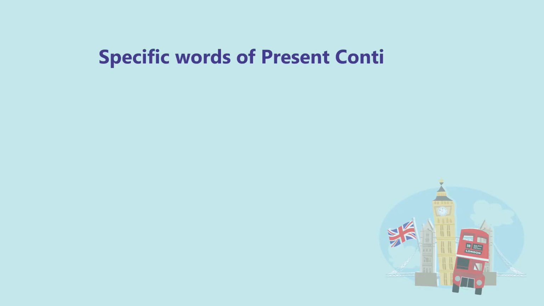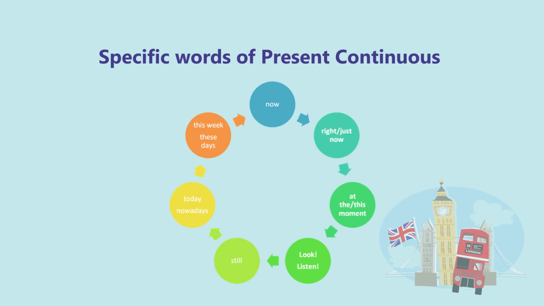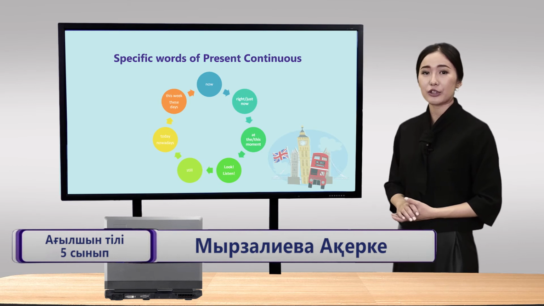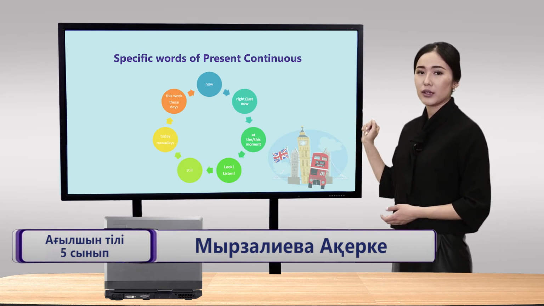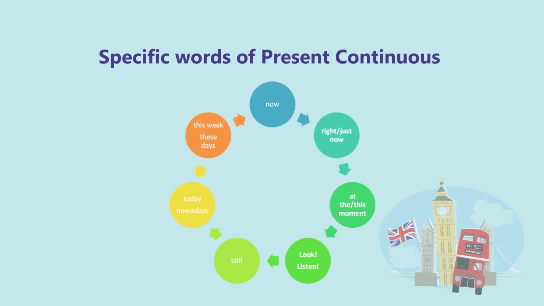Alright? What do you think? What words are they? Yes, you are absolutely right. They are specific words which are used in present continuous tense. Now, let's read together these key words. Now, right now, just now, at the moment, at this moment, look, listen, still, today, nowadays, this week, these days.